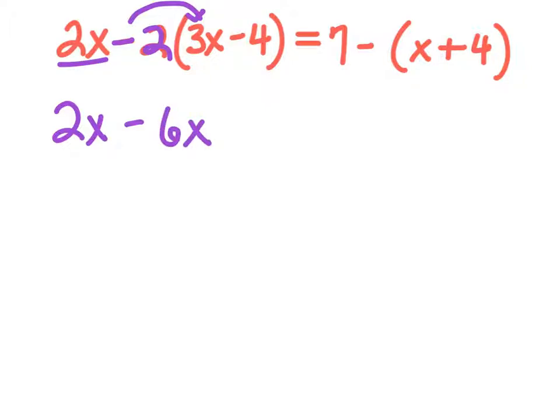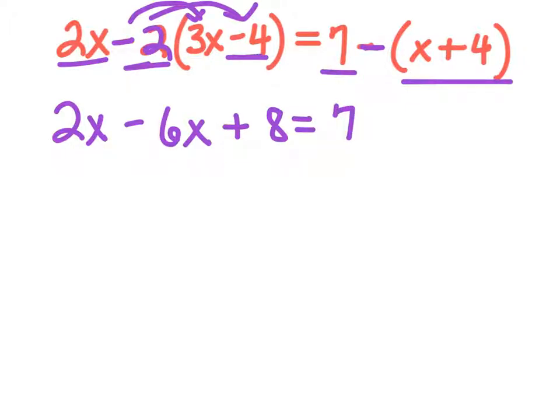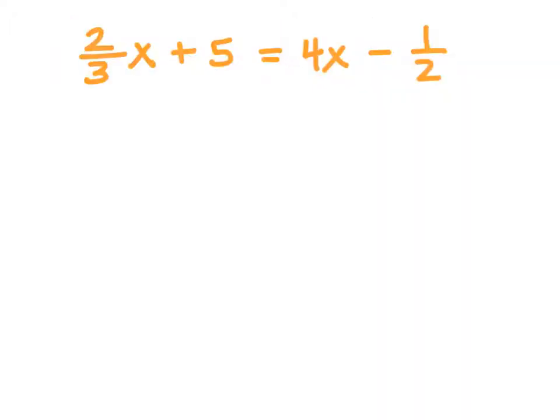And then here's where you have to be careful. It's -2 times -4. Well, negative times a negative is a +8. On the other side, the 7 is just going to stay. And then it's minus this entire parentheses. So you can think of it as the opposite of the entire parentheses, or you can think of a little -1 here. So if I do the opposite of x, it's -x, or subtract x, and then the opposite of 4 is -4. And then I could go ahead and solve it from there by combining like terms.